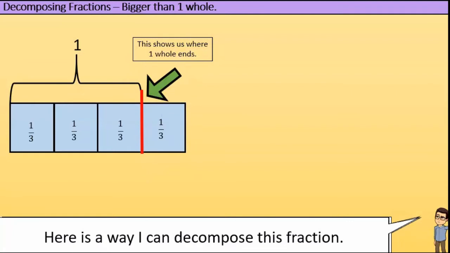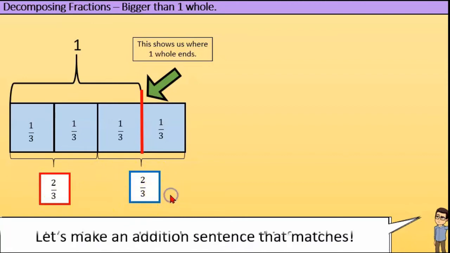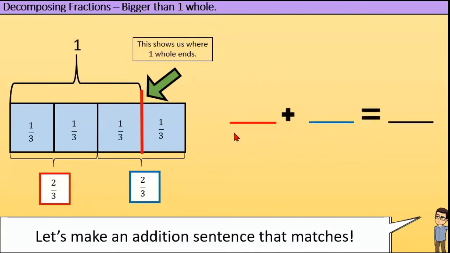Here is one way I can decompose this fraction. I can make it into 2 separate groups. This first group will be 2/3, and this second group will be 2/3. Next, I can make an addition sentence that will match this. So here comes my addition sentence. I know this is new, but I want to see if you can help me figure this out just like we did before. So what will go here?